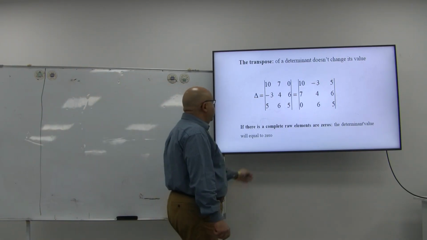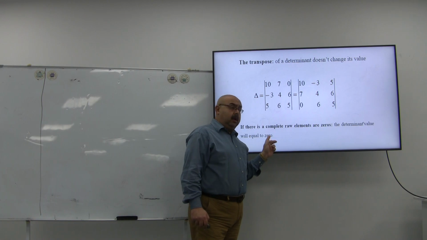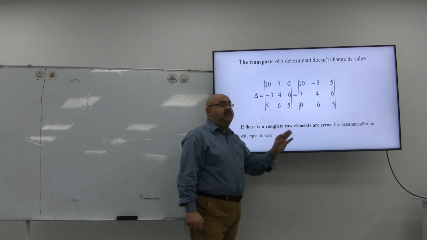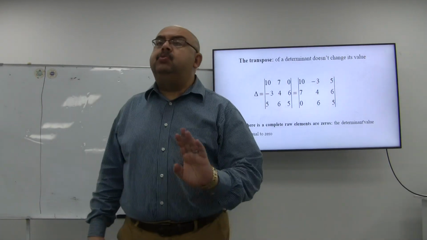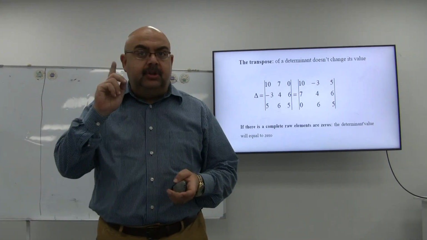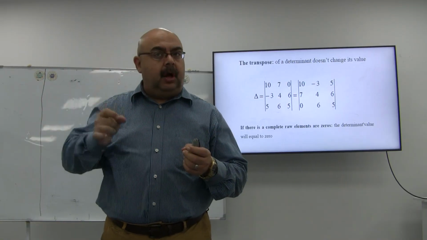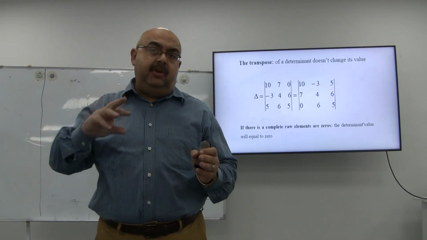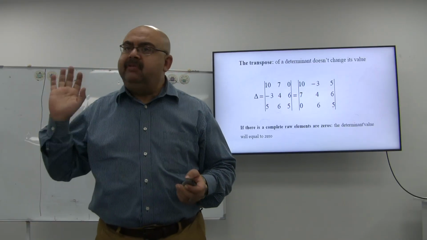Another thing, if you have a complete row or a complete column equal to 0, the value of the determinant directly will be 0. Once more, don't forget this. If I have a complete row or a complete column with zeros, then the value of this determinant will be 0. You don't have to evaluate.